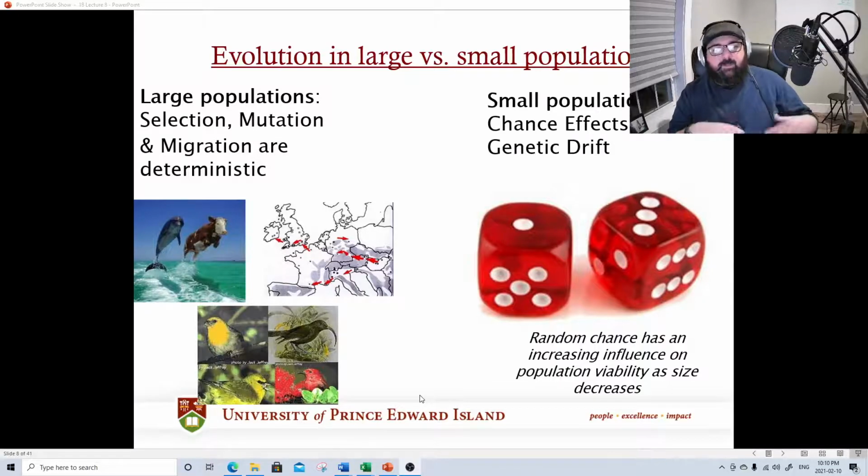In really large populations, over large amounts of time, mutation is actually very powerful. It doesn't do anything short term, but over long periods of time, it's powerful. Selection is obviously powerful, and it's the one we want to be working, and migration is important because it determines how species move around. In small populations, these effects are less powerful, and what becomes more powerful is genetic drift. Genetic drift is a chance effect. The smaller your population gets, the more important chance gets, and that's problematic.